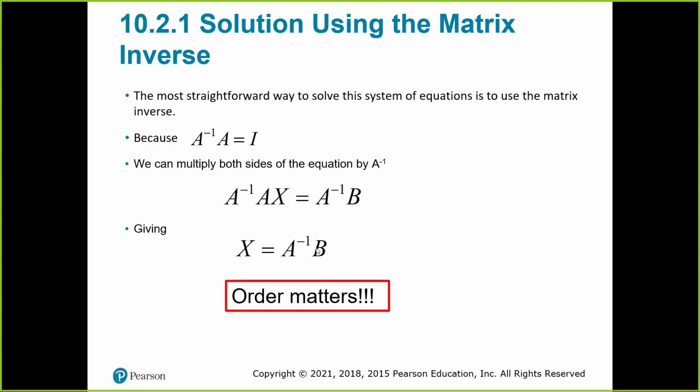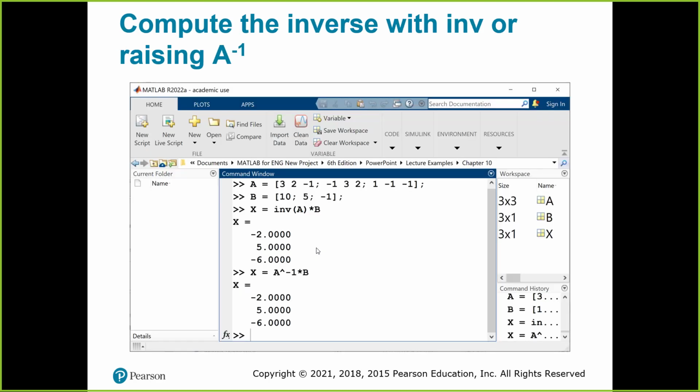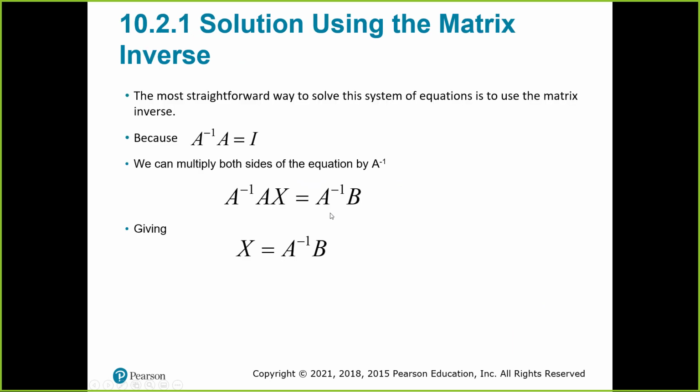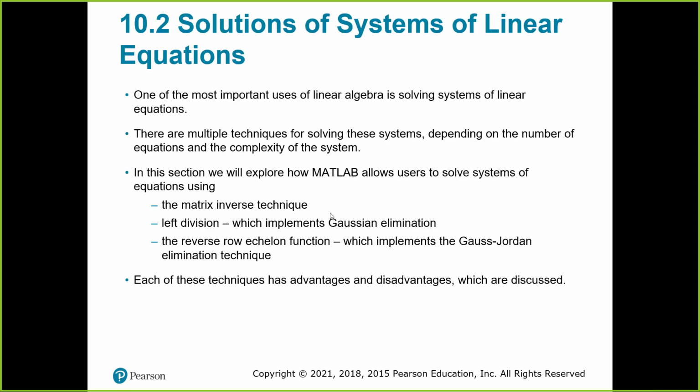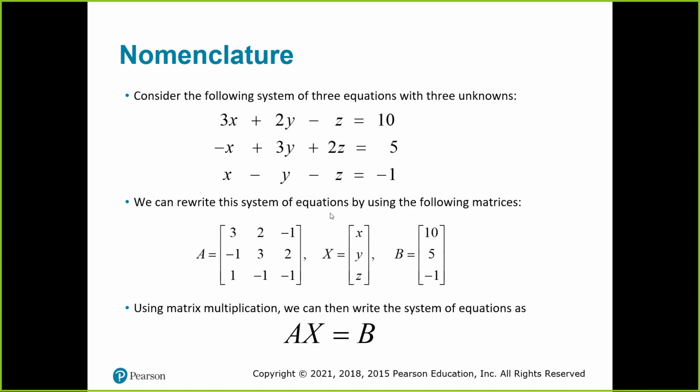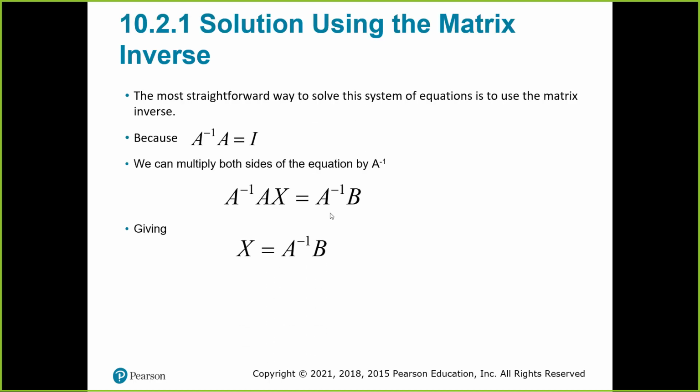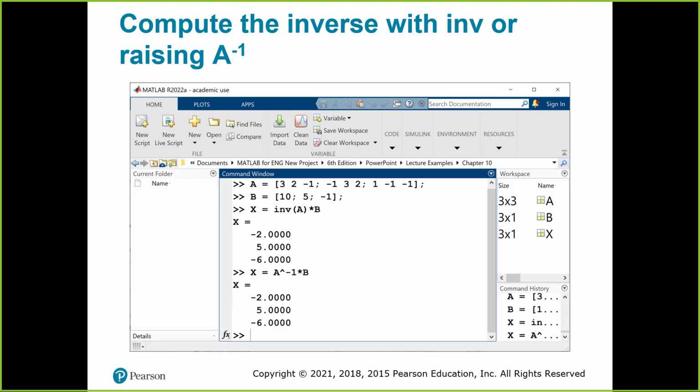Okay, so yeah, order matters, because if you do B times the inverse A, it won't work. It'll give you garbage. So here's an example. A is equal to 2 minus 1. Basically, I think this is the same matrix that was over here, right? Was it? Yeah, so this system of equations, we come in here, we put it into MATLAB, we get the coefficient matrix, the resultant matrix, and then we do inverse A times B, which gives us minus 2, 5, minus 6.